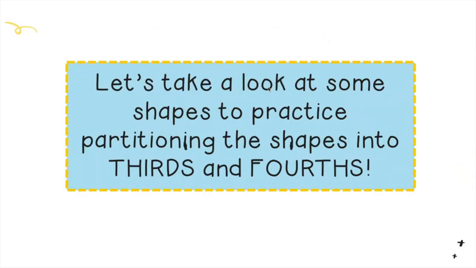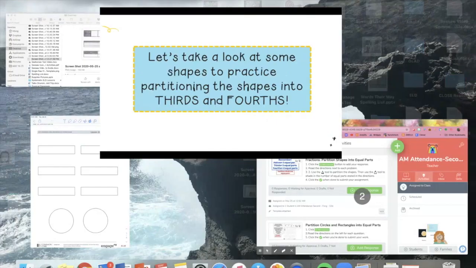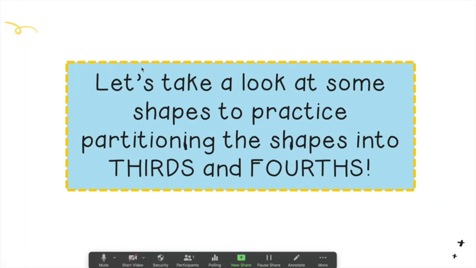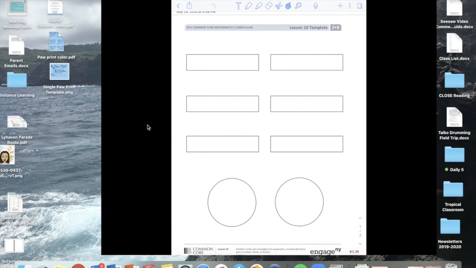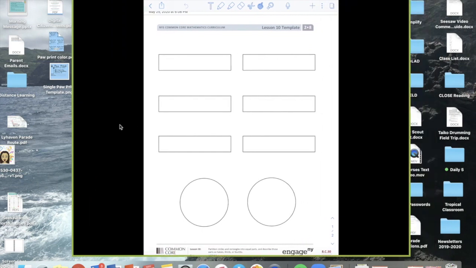Now, let's take a look at some shapes to practice partitioning the shapes into thirds and fourths, which you're going to be doing today. Okay, my friends, so we're going to look at some rectangles and circles here, and I'm going to be partitioning them into thirds and fourths. So let's just first start with thirds. Okay, because you're going to have to partition them into thirds.